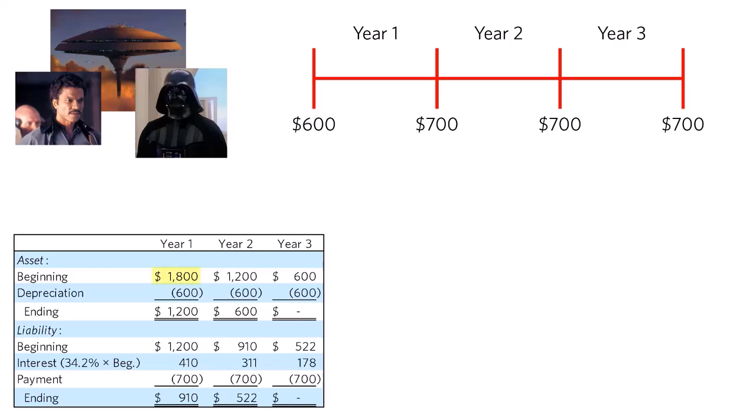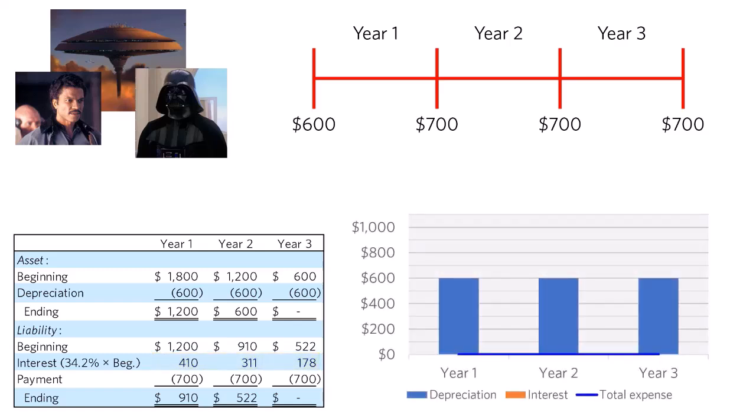The asset is worth $1,800 at inception, which gives annual straight-line depreciation of $600. Note that the interest expense declines over time as the loan balance decreases. The straight-line depreciation and the front-loaded interest expense result in a total expense that declines over the lease's life. This illustrates how we account for a finance lease.